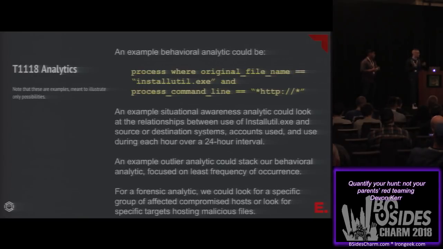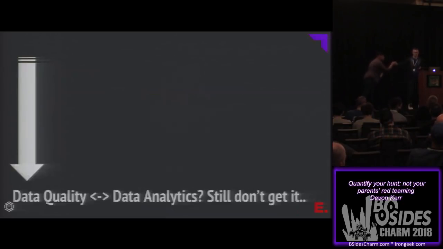You can also develop outlier analytics. Basically, it's the same as other analytics, but you're stacking those, looking for least frequency of occurrence, based on something like the account, or more appropriately, the command line, if that's the attribute you're looking for. And then, of course, as a forensic analytic, maybe you know that you've had an intrusion where this technique was used, and you have some information about how it was used. You can go look at other systems that had these same artifacts, and now you're scoping an intrusion. Each one of these analytics serves a different purpose, but they're all effective, and we can measure them in similar ways.